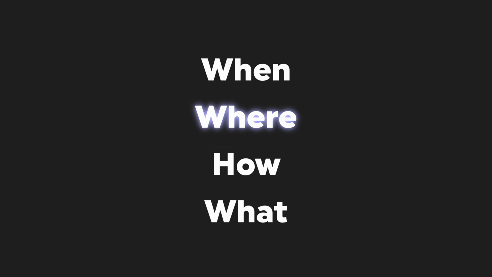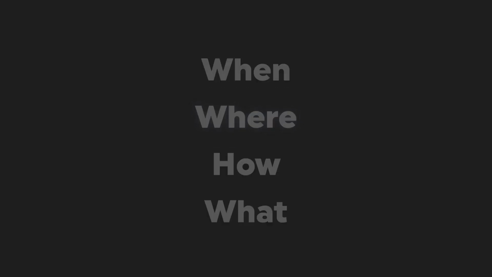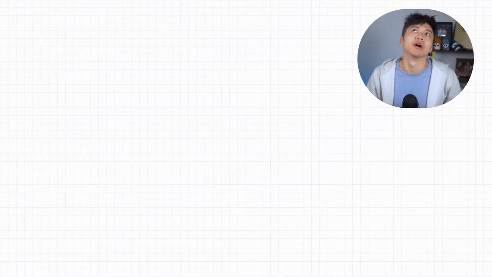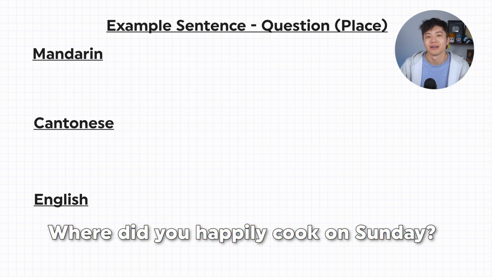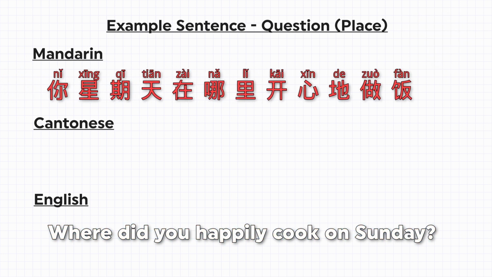Now we go on to where. Oh, isn't this fun? To ask where the action took place, we replace the place element, once again just switching out Lego blocks, with 哪里 in Mandarin or 边度 in Cantonese. So, in English, oh my god, kill me, another new structure. Where did you happily cook on Sunday? Okay, in Mandarin now. 你星期天在哪里开心的做饭?